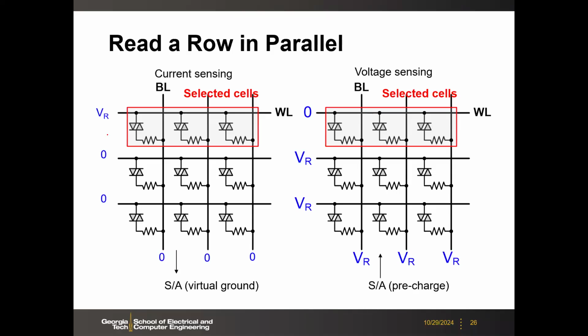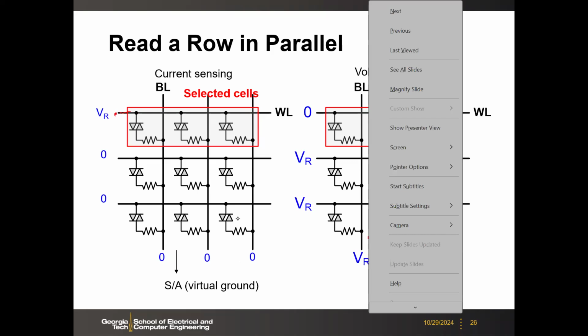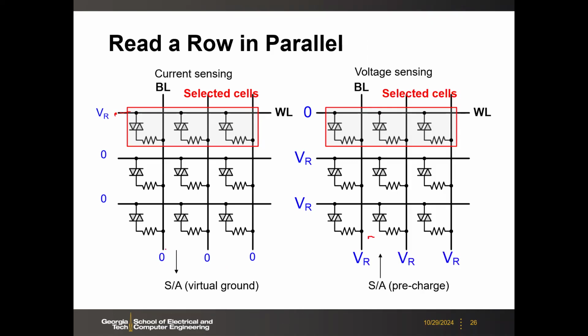If you do the current sensing, what you can do is apply the read voltage, which is smaller than the write voltage. If the write voltage is 3 volt, maybe read is less than 1 volt. Then you can turn on this entire row, and you ground all other rows and all the columns. The columns might be virtual ground.